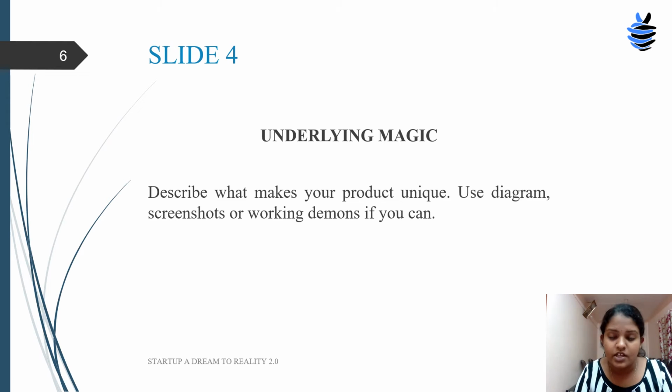So as we know about the USP, unique selling proposition, every organization is different from others in certain ways. Sometimes it may be in marketing, sometimes it may be the product you are providing, maybe the way of service you are providing. These things must be included in the underlying magic, slide 4. While describing these things, you can use diagrams, screenshots, or working demonstrations if you can, to make it more attractive. So that's about underlying magic in slide 4.